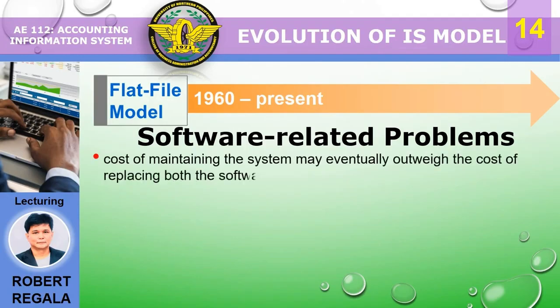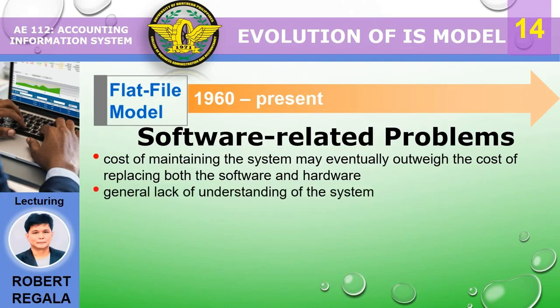1. If legacy software runs on only antiquated hardware, the cost of maintaining the system may eventually outweigh the cost of replacing both the software and hardware, unless some form of emulation or backward compatibility allows the software to run on new hardware.